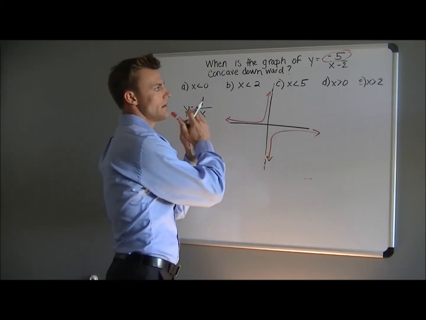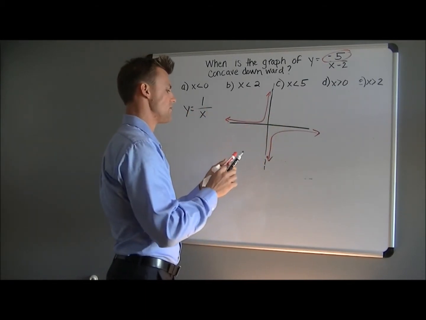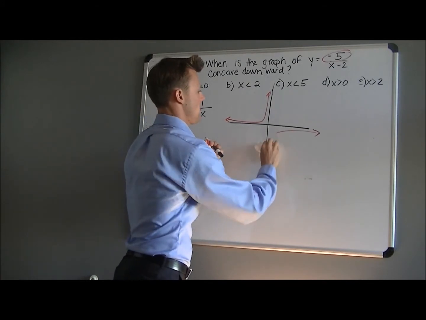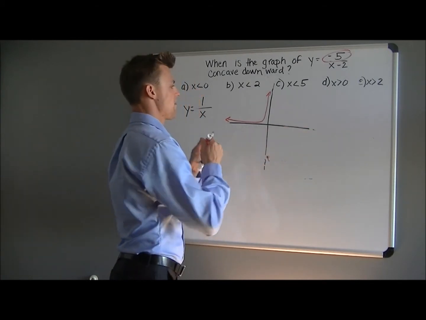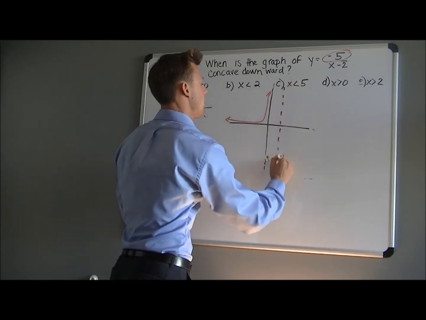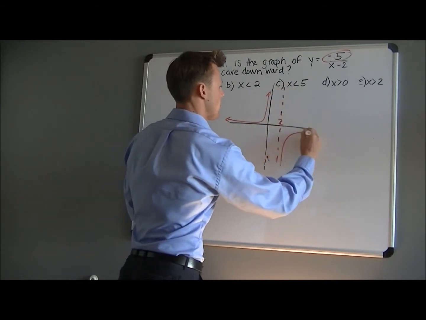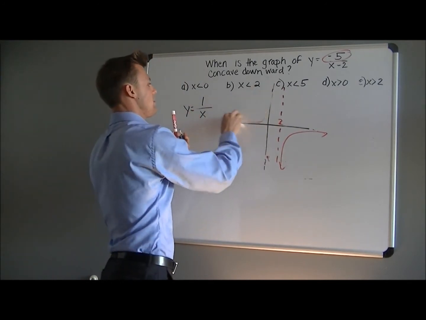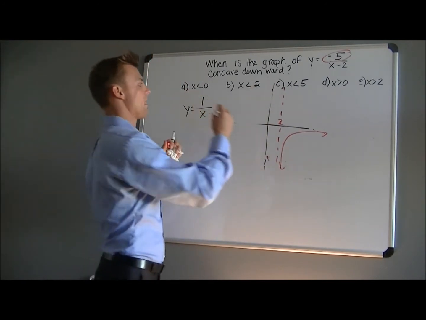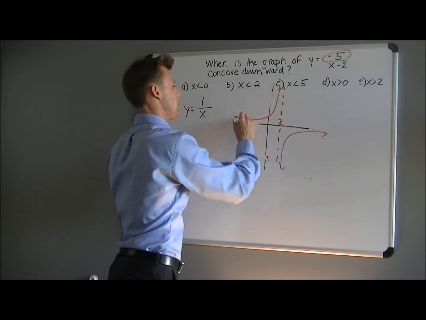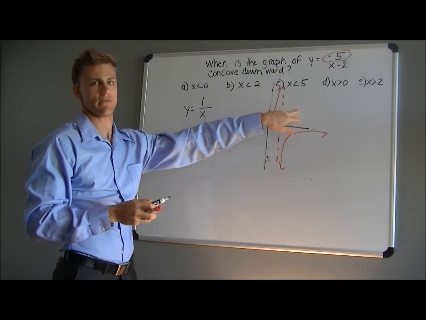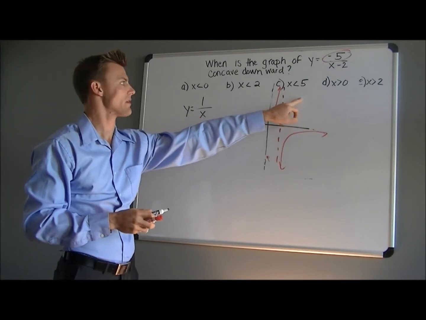If we translate everything to the right 2 units, we now have the same graph shifted 2 units to the right. This is all we need to know to correctly answer this question without using the calculus.